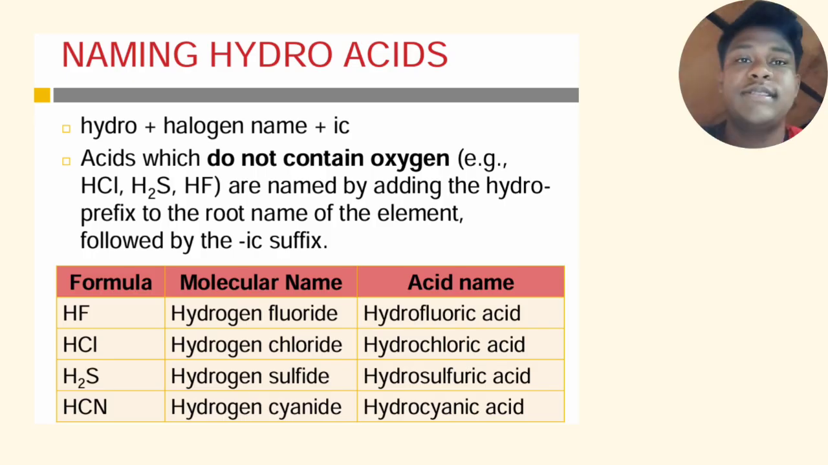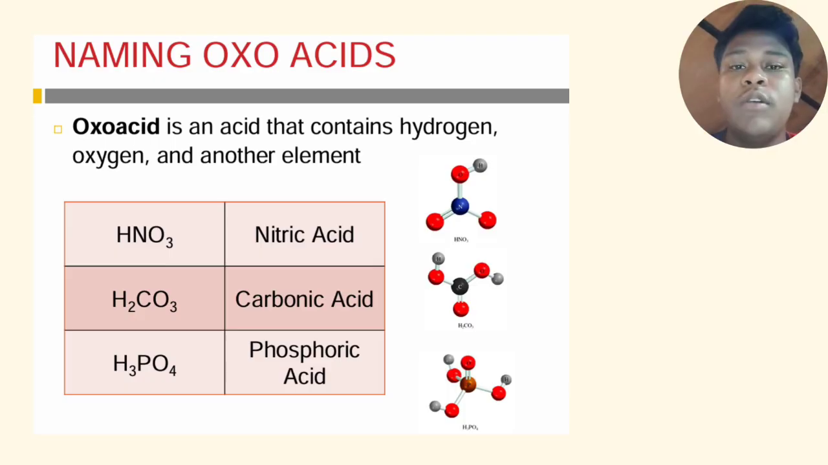Naming hydro acids. Hydro plus halogen name plus IC. Acids which do not contain oxygen are named by adding the hydro prefix to the root name of the element, followed by the IC suffix. For example, HF. The acid name will be hydrofluoric acid. Naming oxo acids. An oxo acid is an acid that contains hydrogen, oxygen and another element. For example, HNO3. The name is nitric acid.